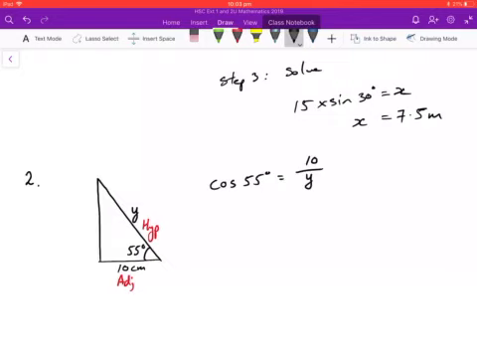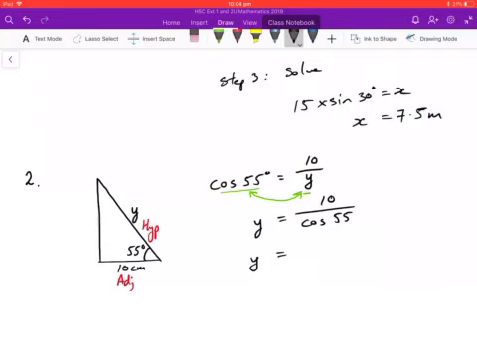Now, this is slightly different from the earlier question. We've got the y in the denominator here, and we want to get that on its own. Now, what we're actually doing is multiplying by y and then dividing by cos 55. But practically speaking, it ends up being a bit of a switch of the y and the cos 55. So we get y is equal to 10 over cos 55.